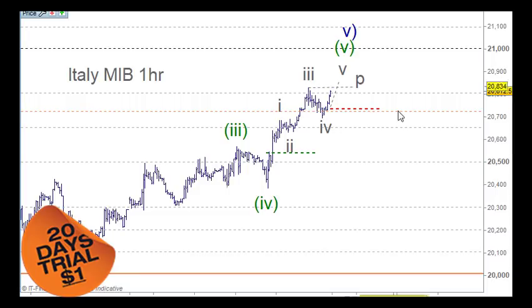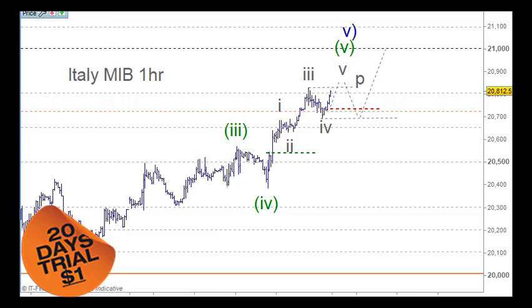But the other point you should be aware of is that if we do have a correction here, then it's going to come back to the fourth wave of one lesser degree, if I'm wrong, and then move up again from there. So having a stop there means that you just really want to lock this in. You're happy to take the piece of pie now rather than later.